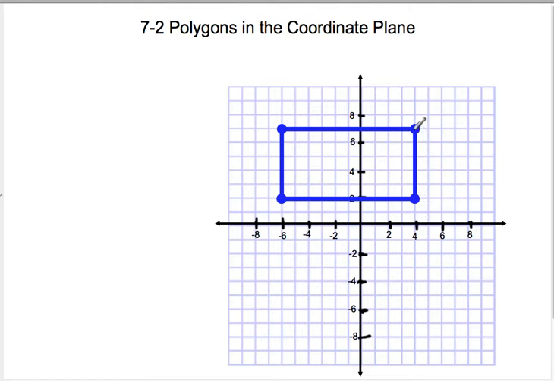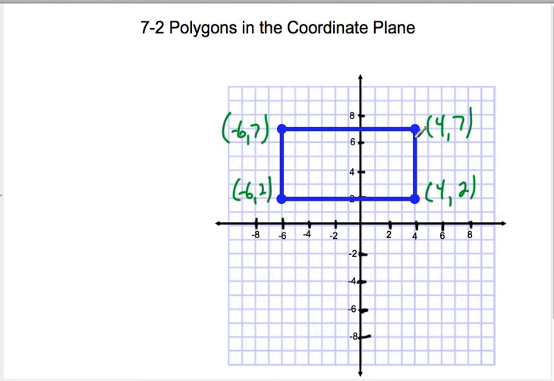So this is (4, 7). This one's at (4, 2). This one's at (-6, 2). And this one's at (-6, 7).